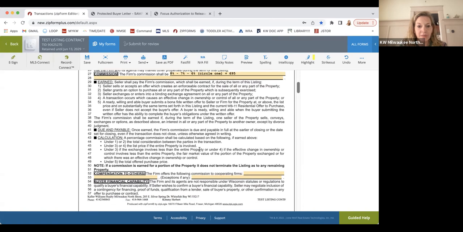The firm's commission shall be earned if during the term of the listing, one seller of the property sells, conveys, exchanges, or options as described above, an interest in all or any part of the property to another owner, except by divorce judgment.